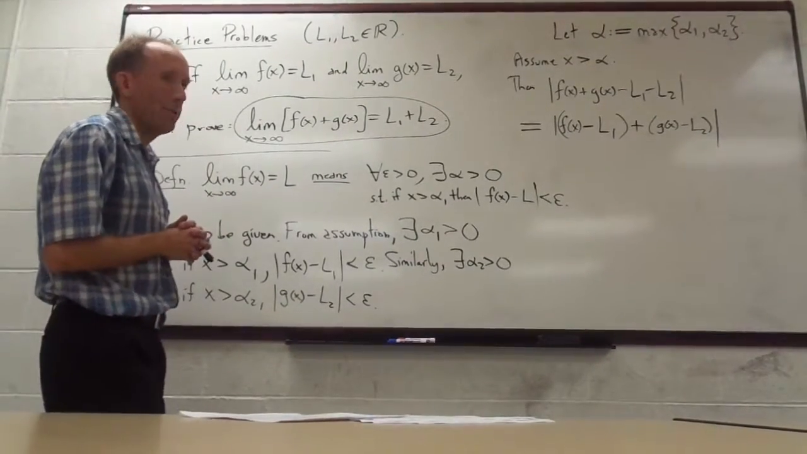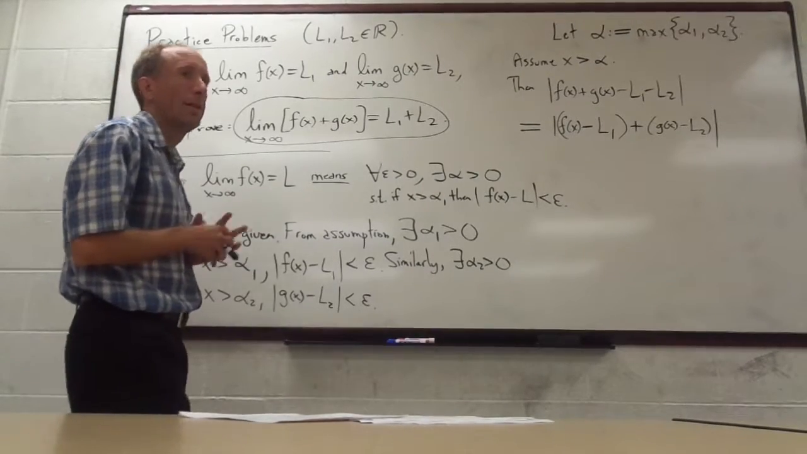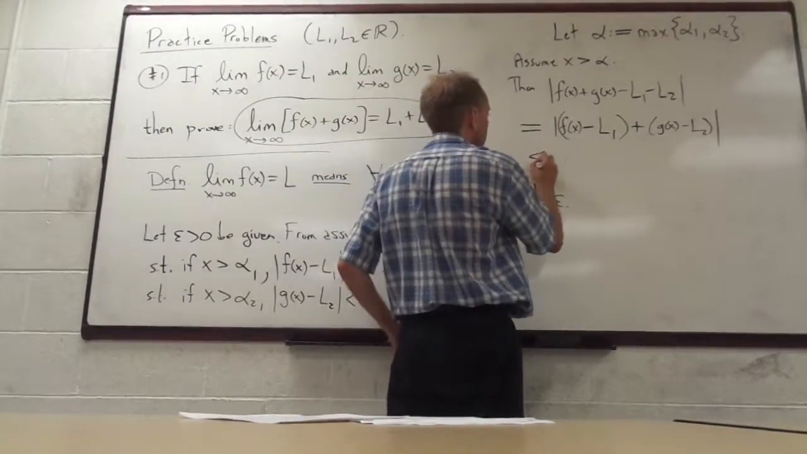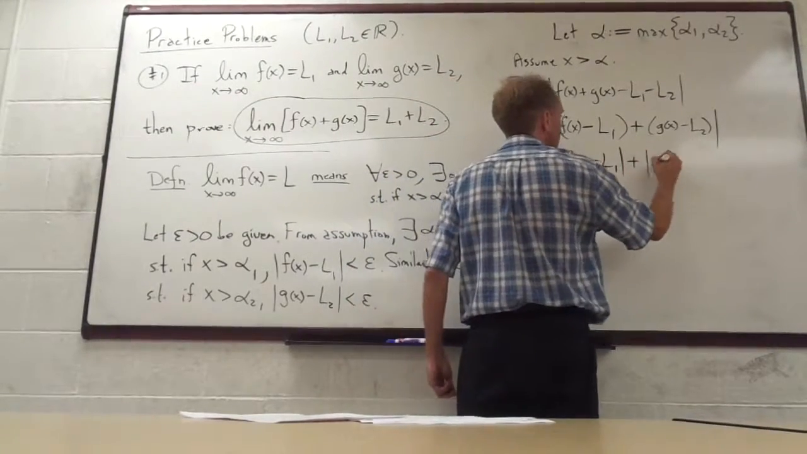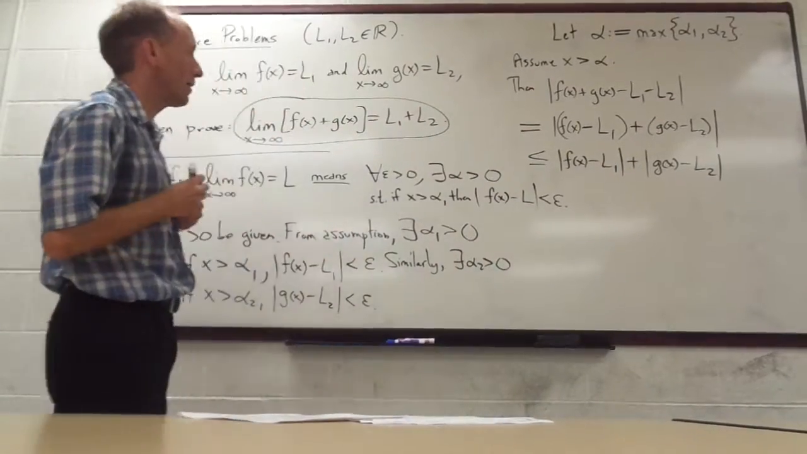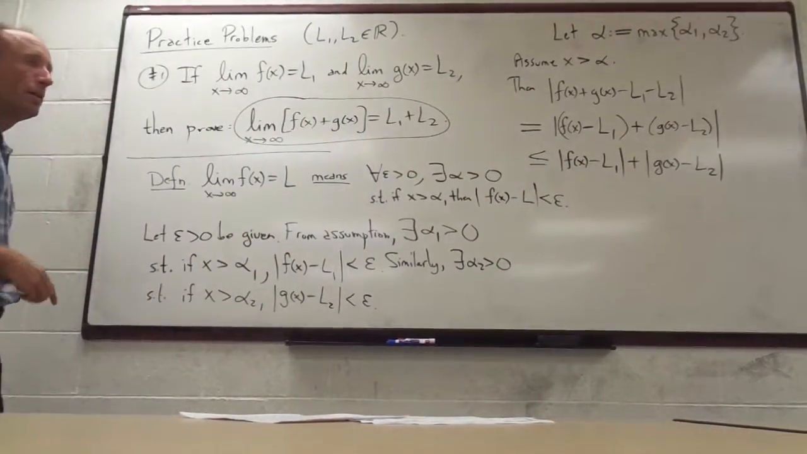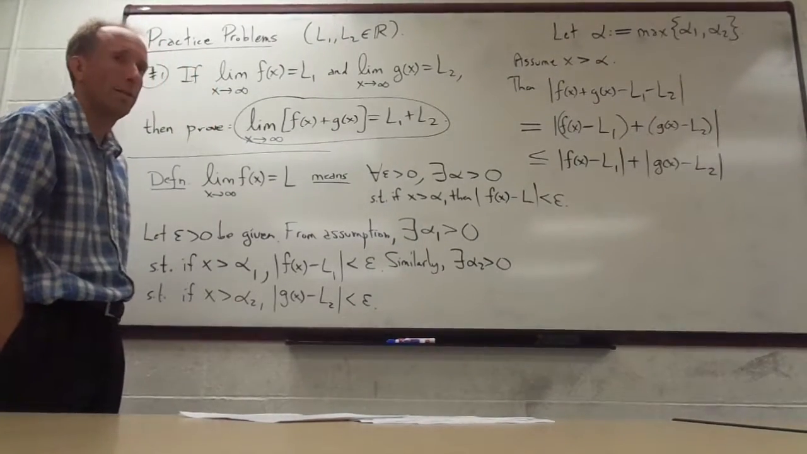Okay. So now what could I do? Then we're going to use the triangle inequality. Very good. Triangle inequality. Great. So the triangle inequality gives me absolute f of x minus L1 plus absolute g of x minus L2. So perfect. We would do exactly that. Okay, and now what do we do next? We have this.